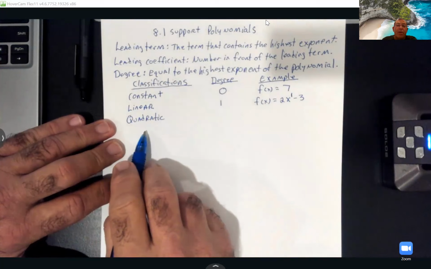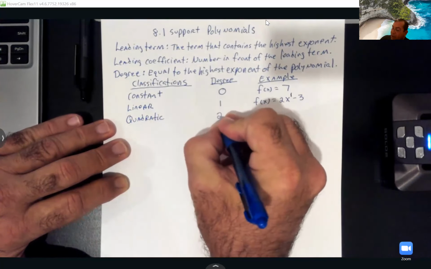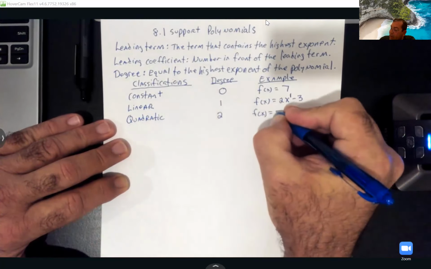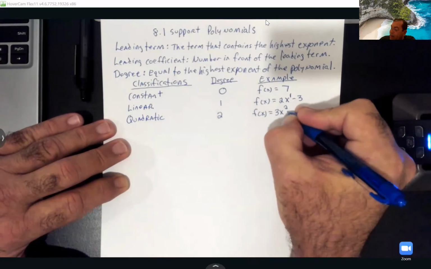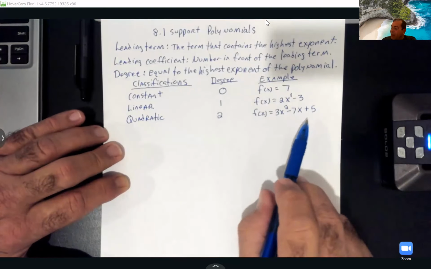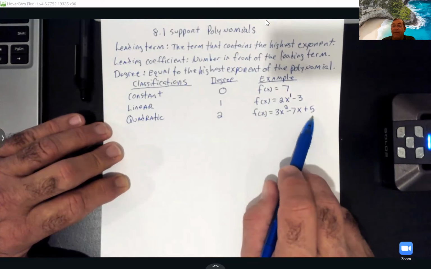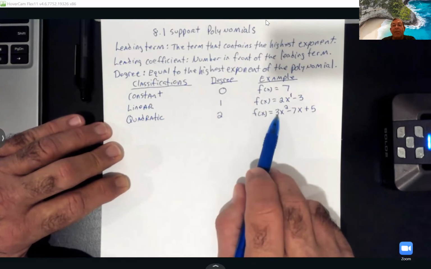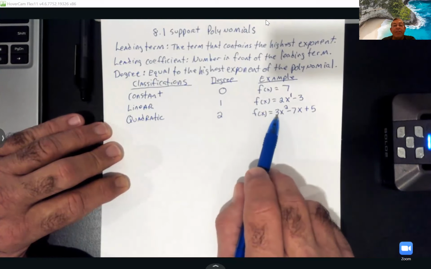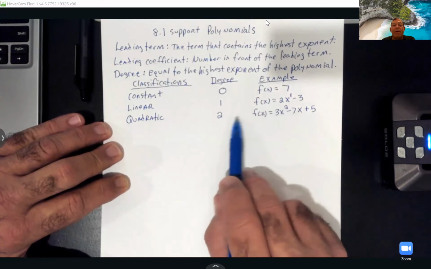All right, y'all, next, quadratic. And we've been doing a lot of quadratics, and those are the x squared graphs. So they have a degree 2. An example of a quadratic could be 3x squared minus 7x plus 5. Notice I got 3 terms: 3x squared, negative 7x, and a 5. The leading term is the 3x squared. Lead coefficient is the 3, and then the degree is the exponent of a 2.